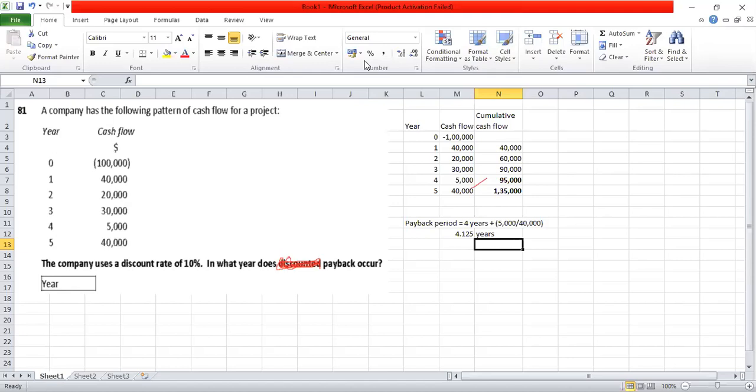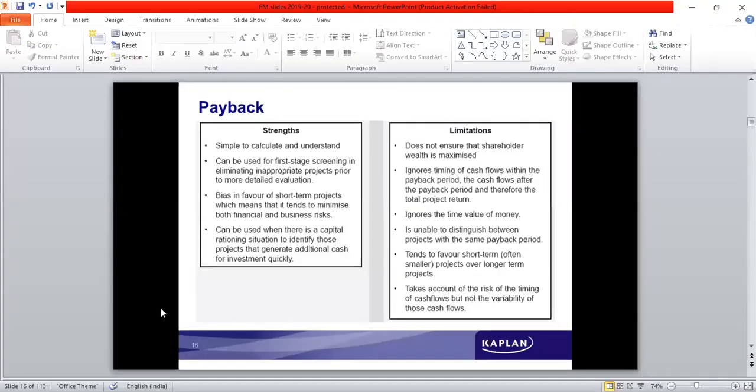If a decision has to be taken among multiple projects, and we have to choose one project, whichever project has an early payback period should be accepted. Fine. We'll go back to the PPT. This is a basic question about how we work out the payback period.